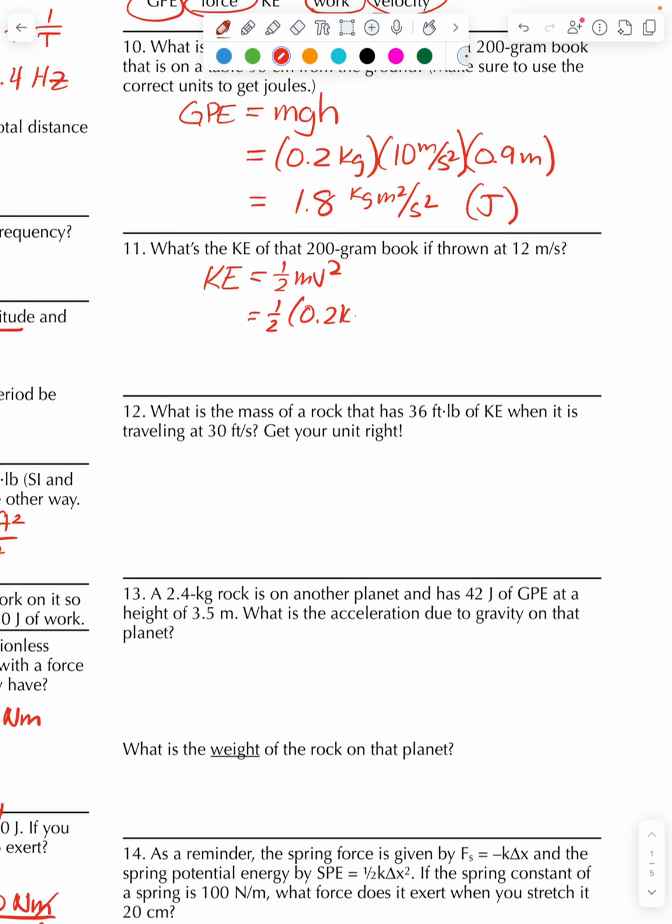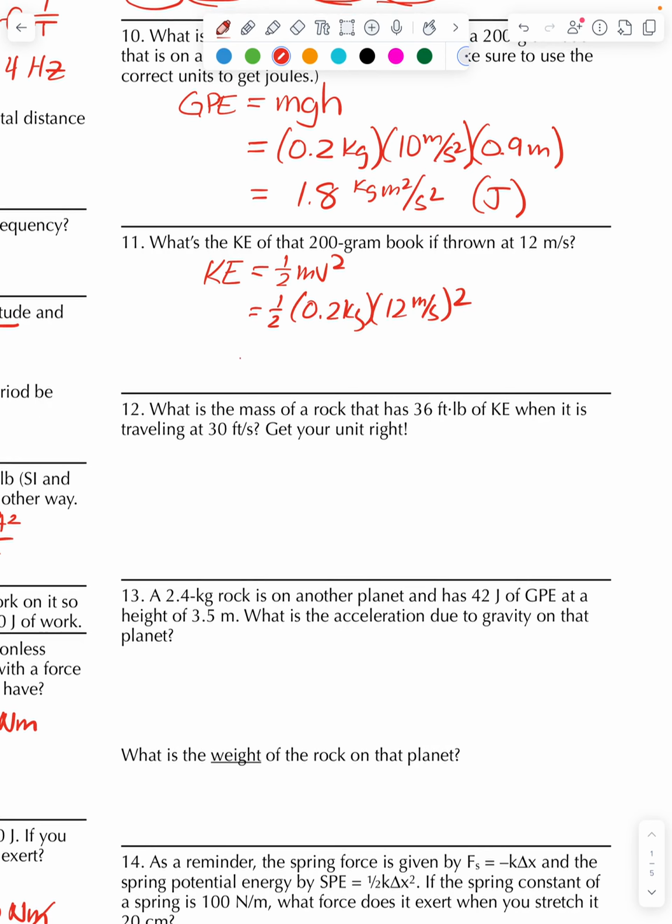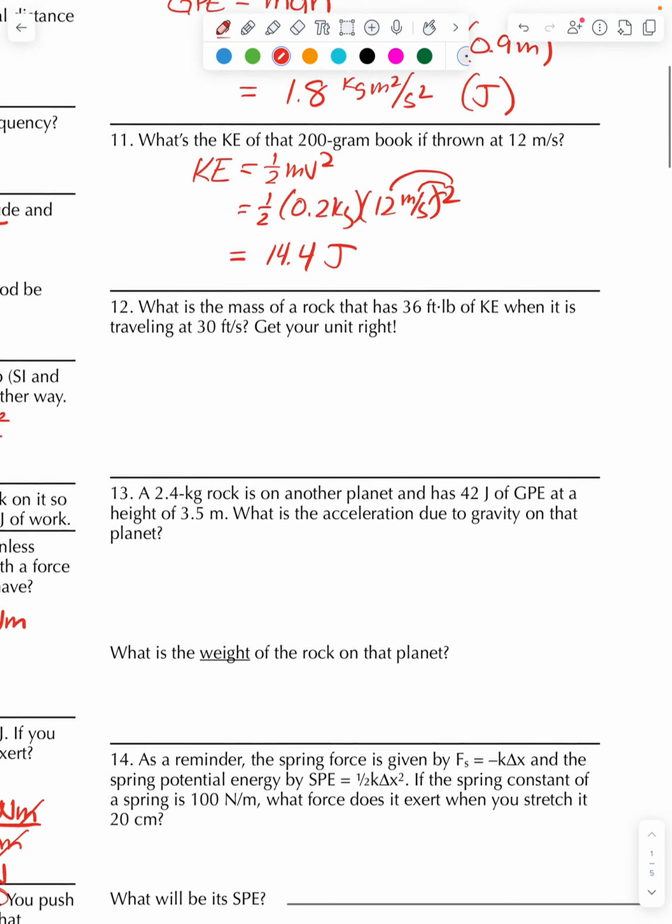So 0.2 kilograms times velocity, 12 meters per second, squared. Again, we're only squaring the velocity. So when you do that, again, I'll just look at the answer key. Where is it? Number 11. You get 14.4 kilograms meters squared per second squared. But again, I'll just quickly write joules. And again, why? Because you're squaring not just the 12, you're squaring the m and the s. So you get kilograms meters squared per second squared, which is, again, the same thing as a joule.